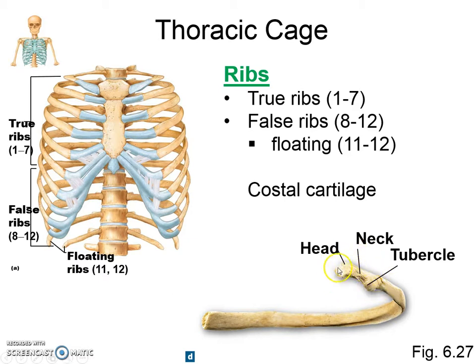So in the rib, you'll have the head, which is what makes contact with the vertebrae, the neck, which is right below the head, and a tubercle. A tubercle is a small bump or projection. And so right here you have the tubercle.